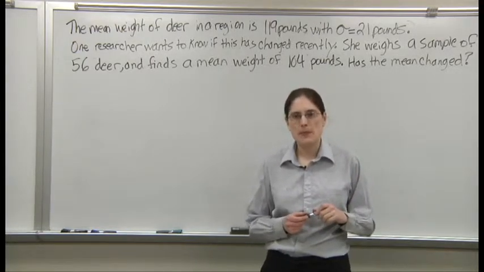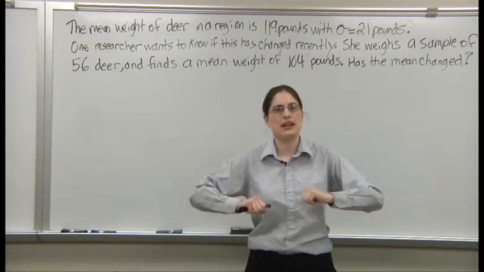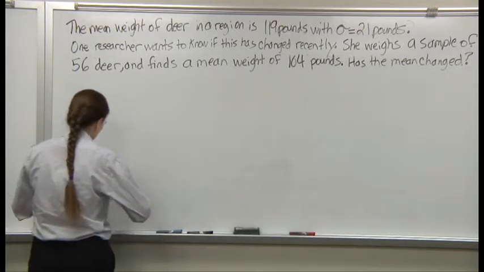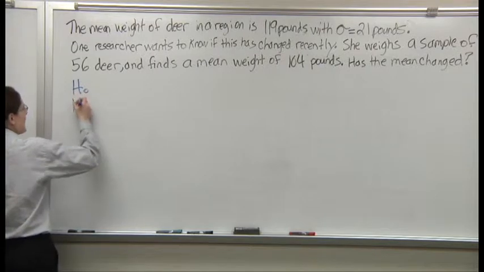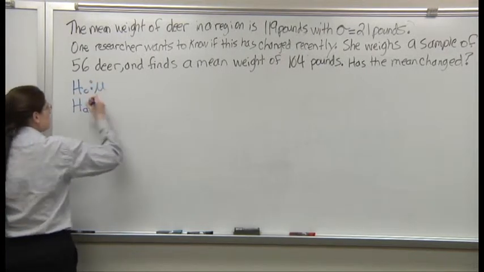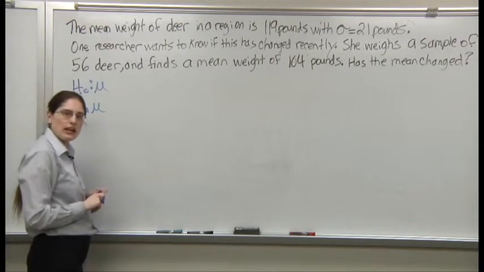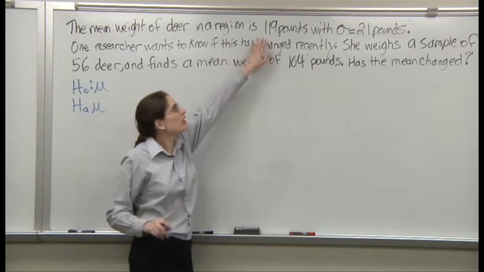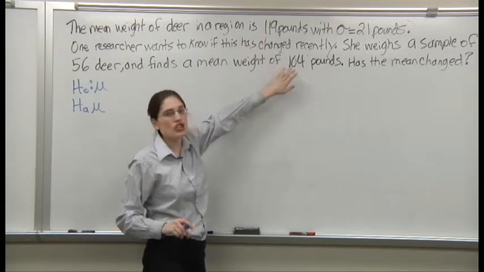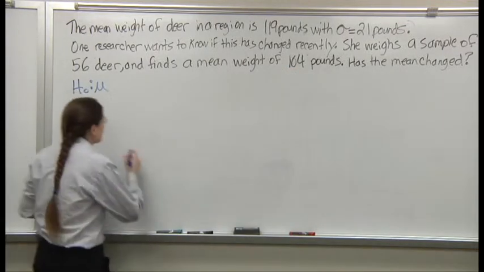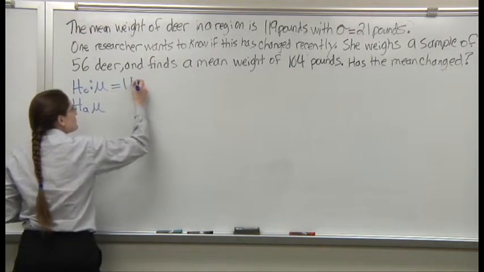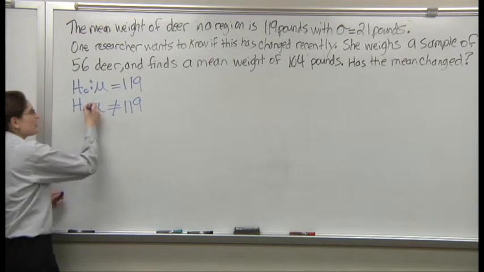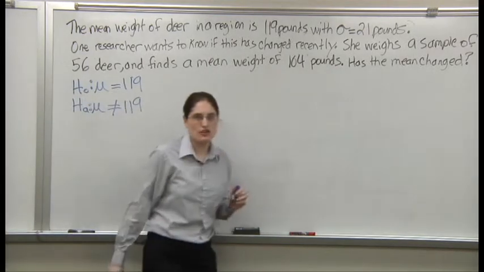What's the first step to doing a complete formal hypothesis test? That's right, we need to name the hypotheses. Ho and Ha. What's the null hypothesis? That the mean has not changed. It's still 119, and she just happened to get some skinny deer. The alternate hypothesis is that the mean has changed.